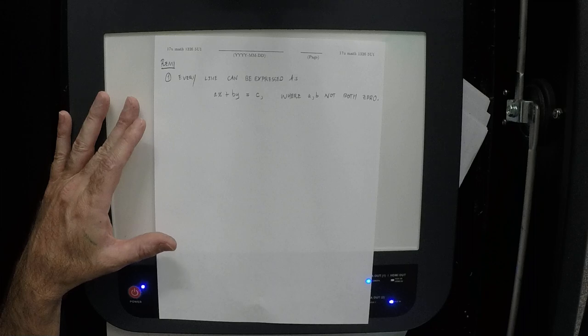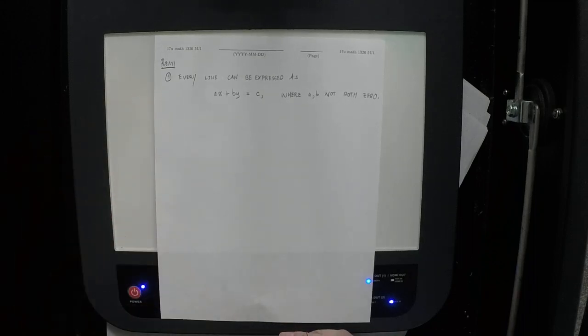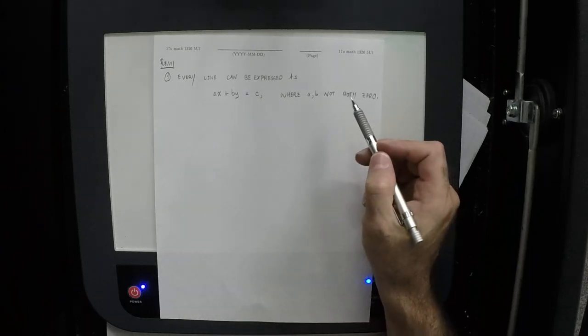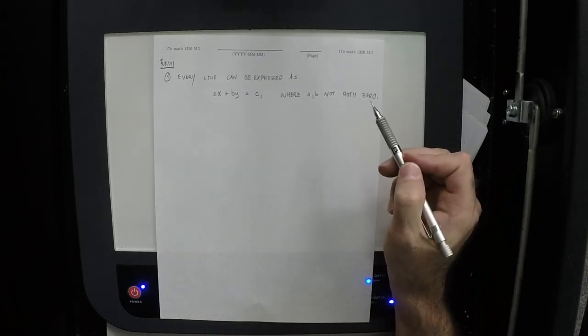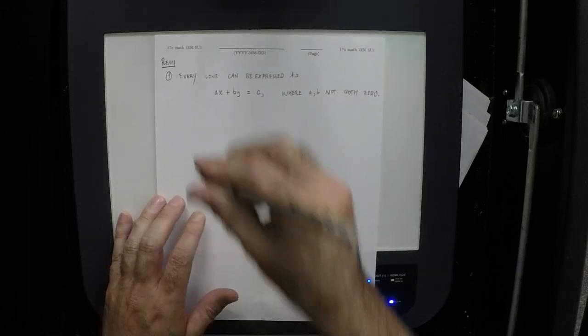Now when you're talking to a mathematician, it's a little bit like talking to a lawyer. You've got to be real careful about what they're saying. What does it mean where they're not both zero? It means that it's fine for one of them to be zero. It's fine for A to be zero, but in the case that A is zero, B can't be zero. It is also fine for neither one of them to be zero. One of them could be four, the other five, just fine. Okay, good. So let's look at the possibilities here.